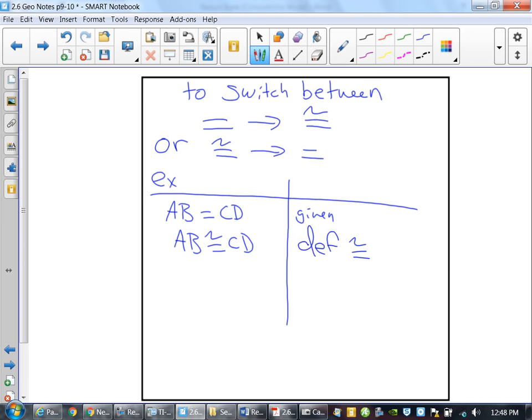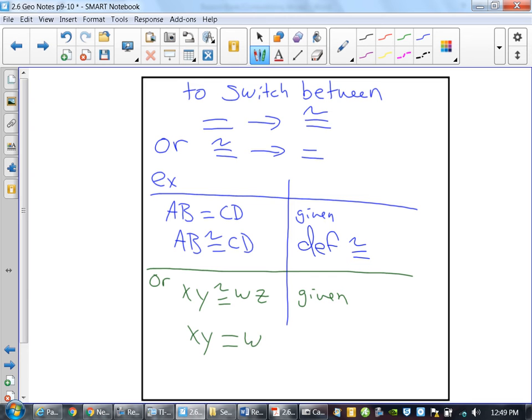Yes, ma'am. So would you use the definition of congruency if you're switching from congruent to equal? I was just going to show that next. That's why I'm saying or to go the other way. Let's say XY is congruent to WZ, and let's say that was given, and then I wanted to switch that to equal, I would write XY equals WZ, and once again, what do you think my reason is?